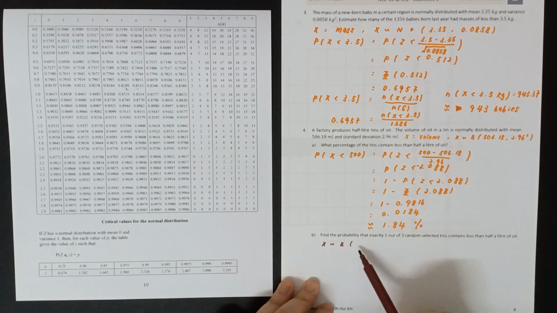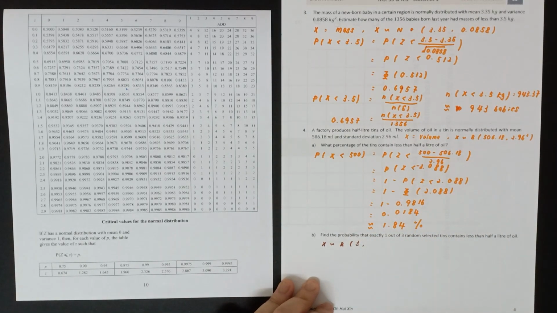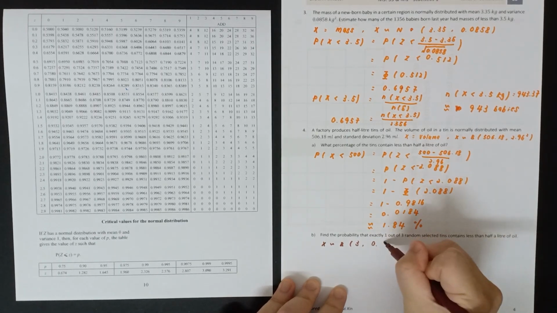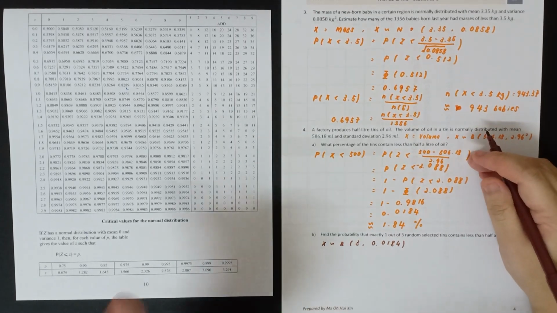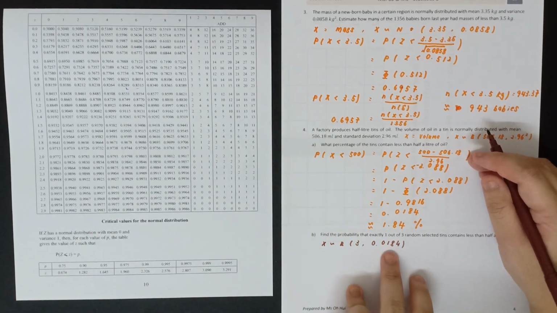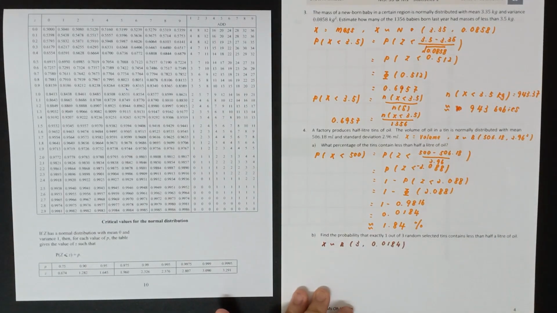If you remember binomial distribution, you have n and p. The number of trials that you are going to do is 3. What is your probability of success, which is less than half a liter of oil? It is what you found in A, which is 0.0184. Is that okay? So this is binomial because you have a finite number of trials, and you already have your success and failure. Success is a tin with less than half a liter of oil, and failure is that you don't get such a tin. Then you have a finite number of successes also, which is 1.